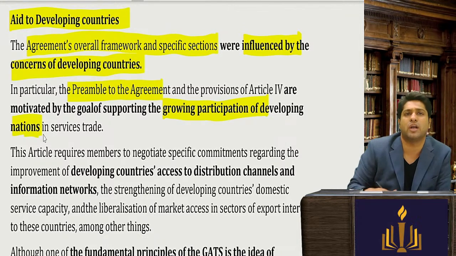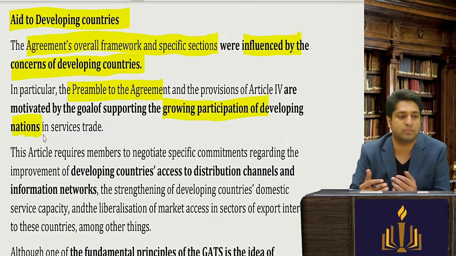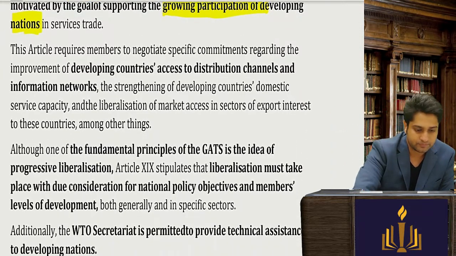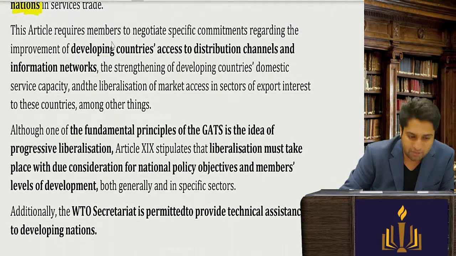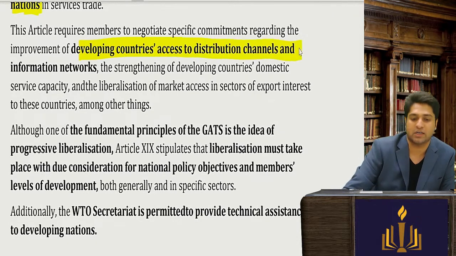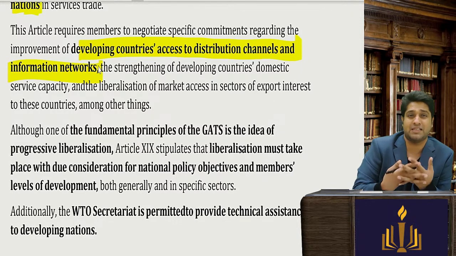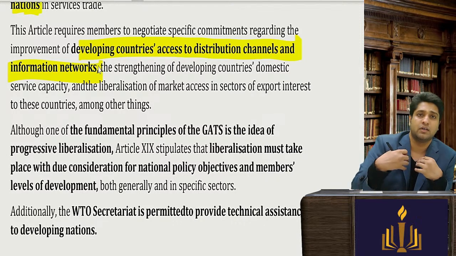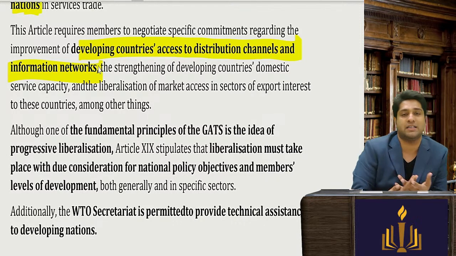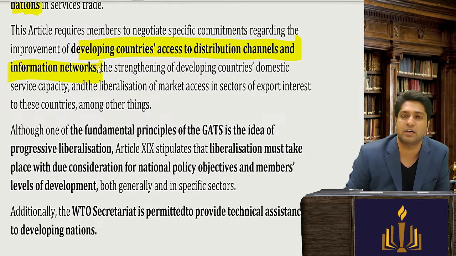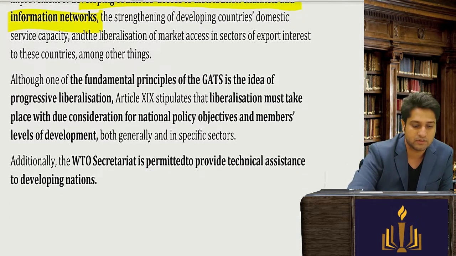The preamble to the agreement is motivated by the goal of growing participation of developing countries. So they will also monitor and try to get participation from developing nations. Developing countries should get access to the information network, distribution network, any kind of capacity building tools that the developed countries have. It should be provided to the underdeveloped countries also.